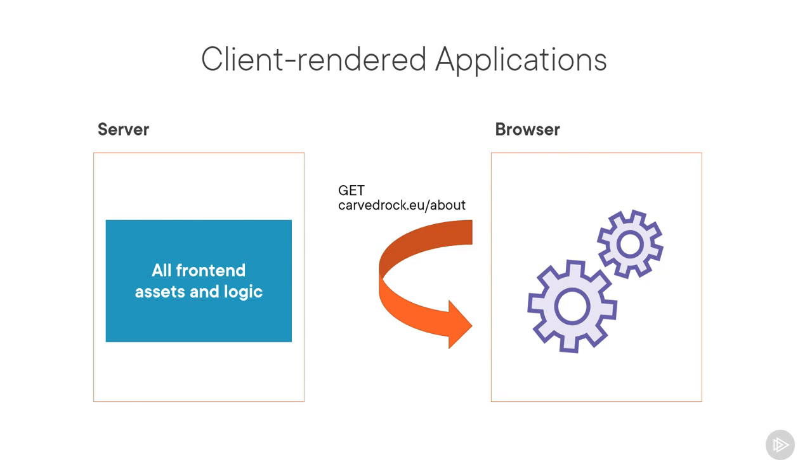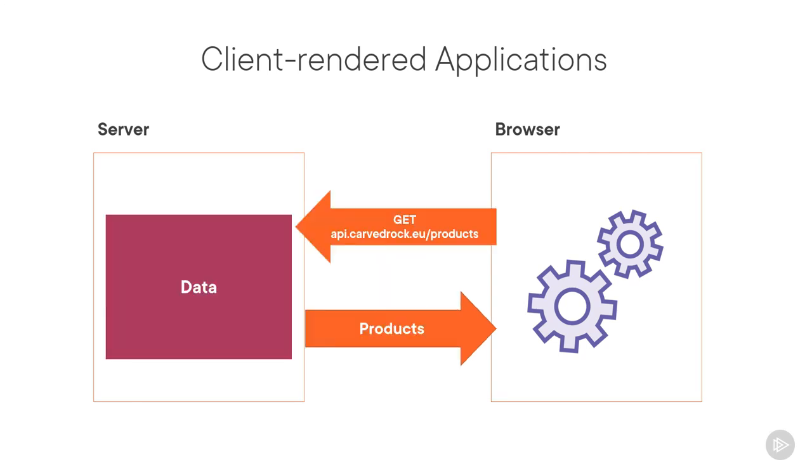But what if data from a data store has to be accessed? The Carved Rock index page, for example, will need the list of products. In that case, the browser will reach out to the server again. It doesn't have to get HTML or anything else that has to do with the user interface, because that is already present in the browser. It just needs the data. So the server will return just that, and the browser will apply it to the page.